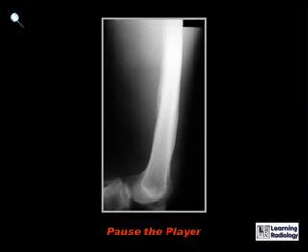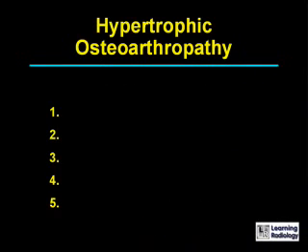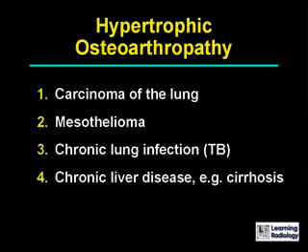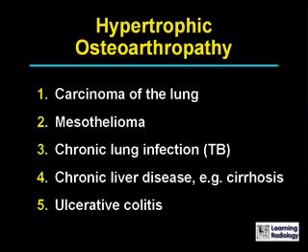Here's the next differential diagnosis. Pause the player. The differential diagnosis is for hypertrophic osteoarthropathy. There are 5 causes listed. Pause the player. The 5 causes include carcinoma of the lung, mesothelioma, a chronic lung infection such as tuberculosis, chronic liver disease, for example cirrhosis, and ulcerative colitis.